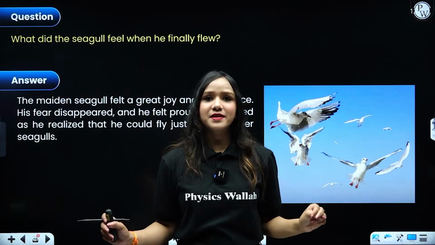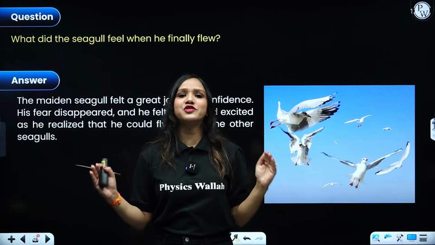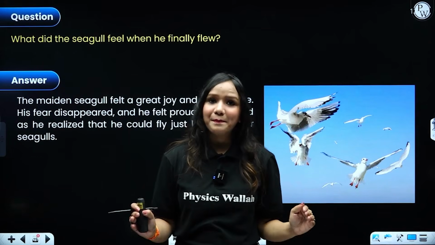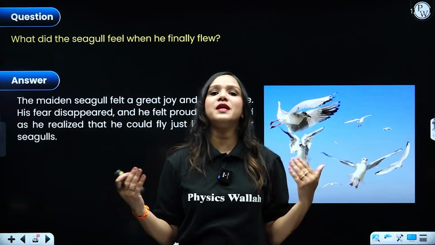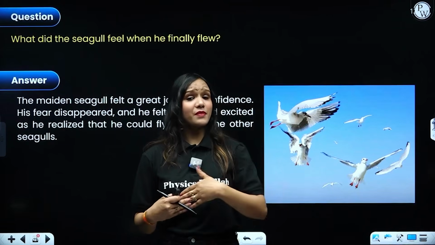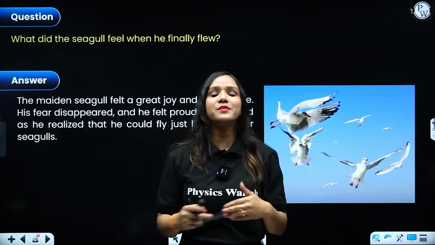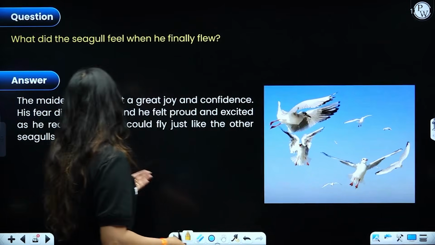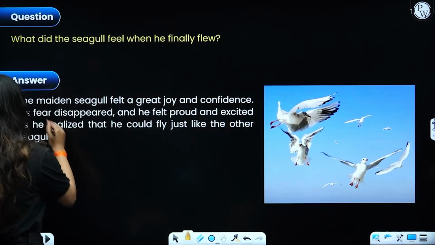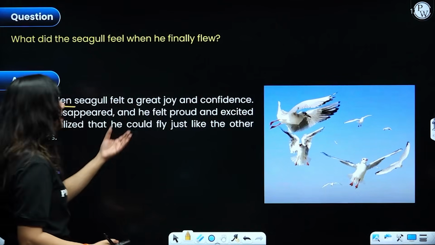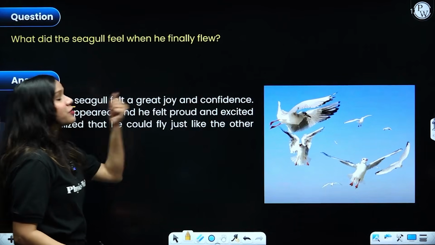He was terrified. He was in a terror-stricken state that lasted just for a minute, but then he got happy just because he was able to take his flight. He flew outwards and downwards by stretching his wings, and then he began to soar high, right? Let's see. The maiden seagull, the young seagull, just because he had recently learned how to take his flight, felt a great joy and confidence now.